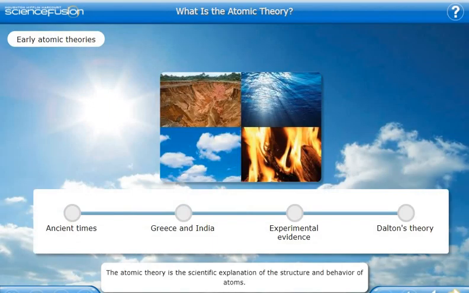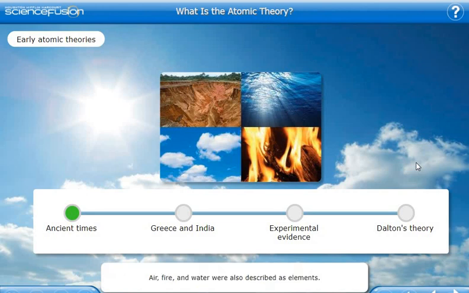The atomic theory is the scientific explanation of the structure and behavior of atoms. Click the nodes on the timeline to explore the early history of the atomic theory. The term element was originally used to describe a state of matter, like solid, liquid, gas, or plasma. Air, fire, and water were also described as elements.